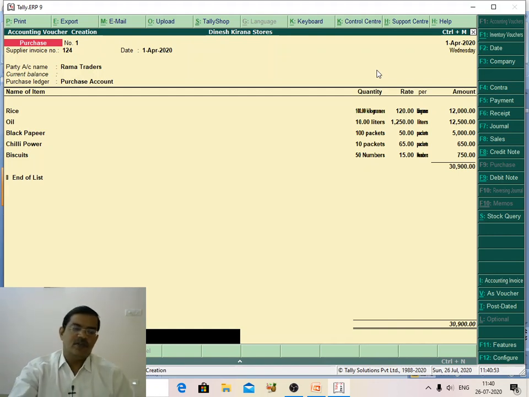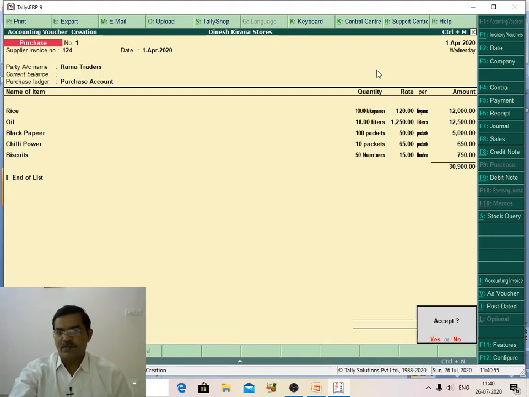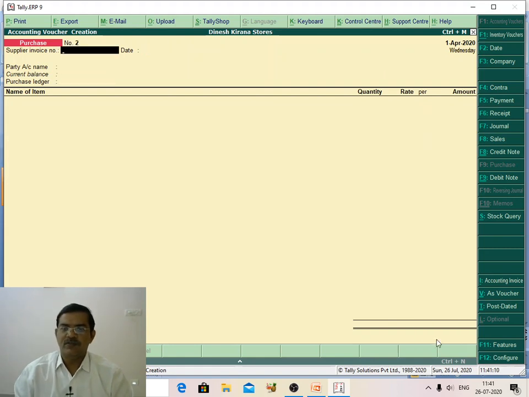Like it is trade purchases. So what is the total bill here? The total bill is 30,900. Now we want to make payments. We want to make payment to Ramarao, 30,900 rupees.